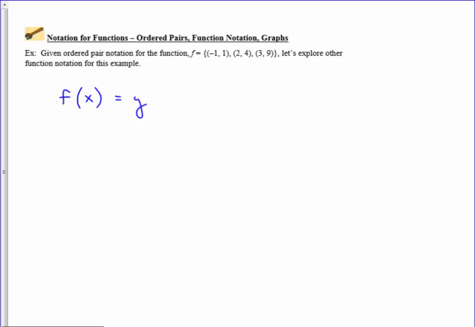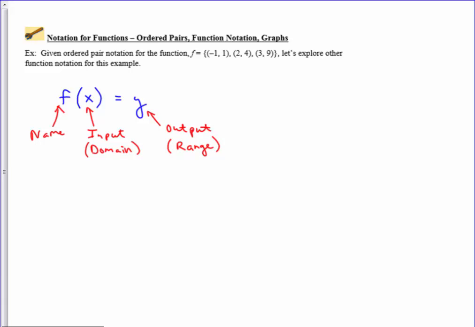The f that starts the problem is the name of the function. The parentheses are indicating that the thing you're plugging into the function is x, and then equals y means that the thing that you're going to be getting out of the function is a y value. And so make a note that the f is the name, the x is what we call input, also known as an element of the domain, and the y is what we call output, also known as a range element.